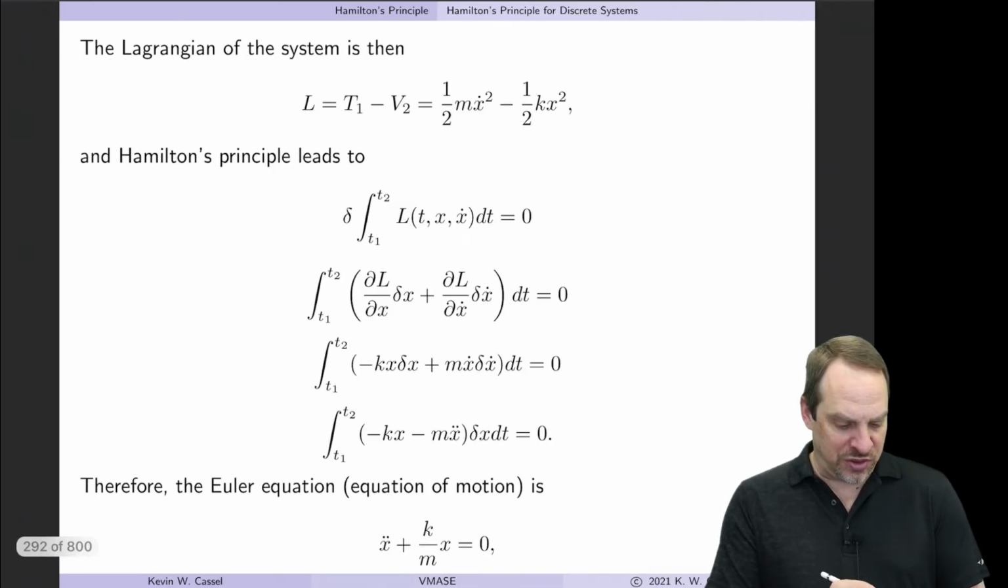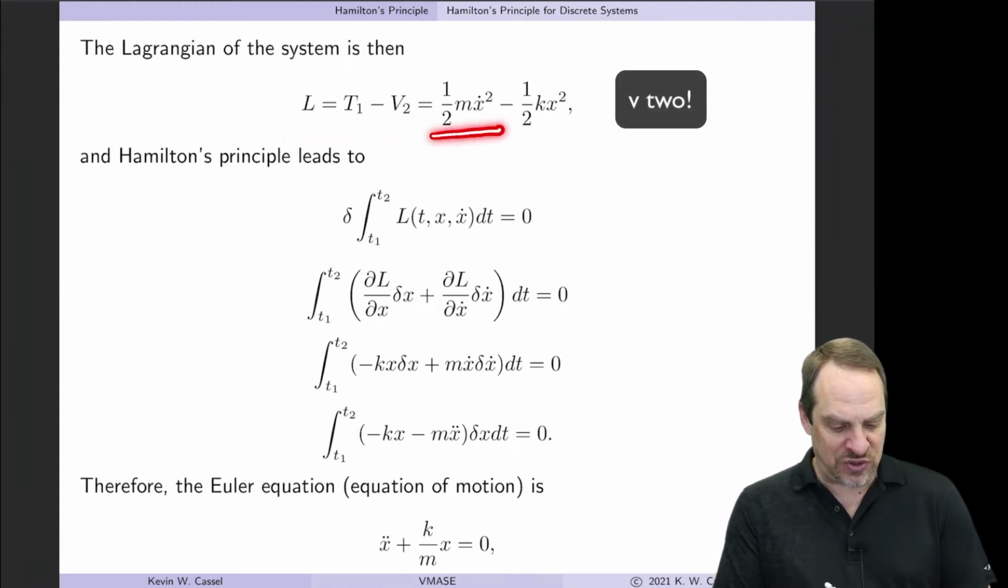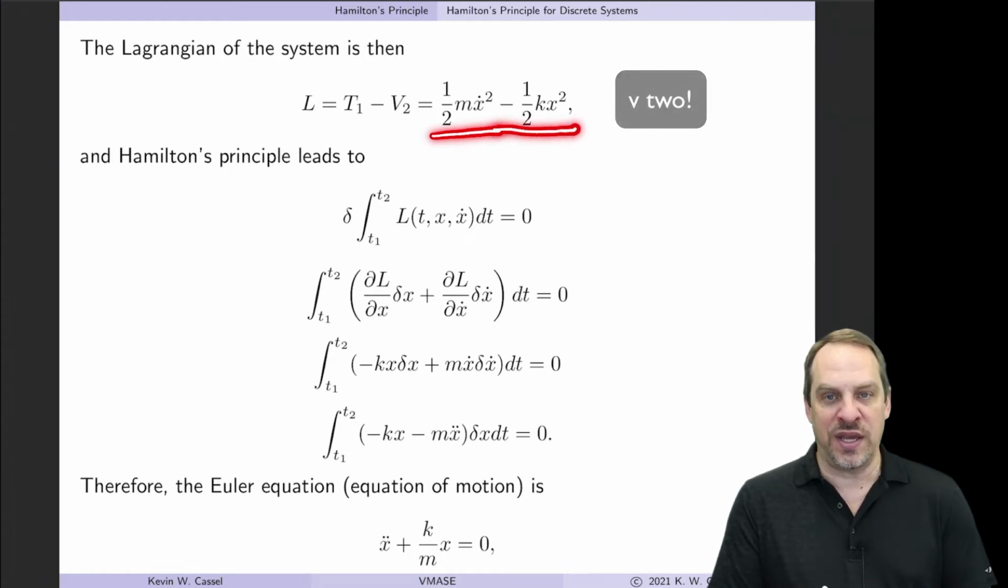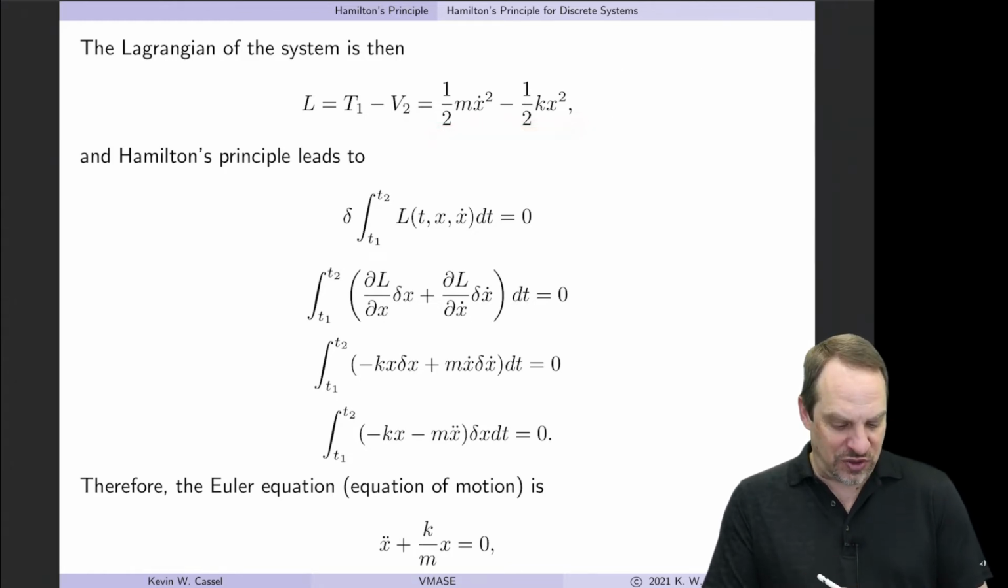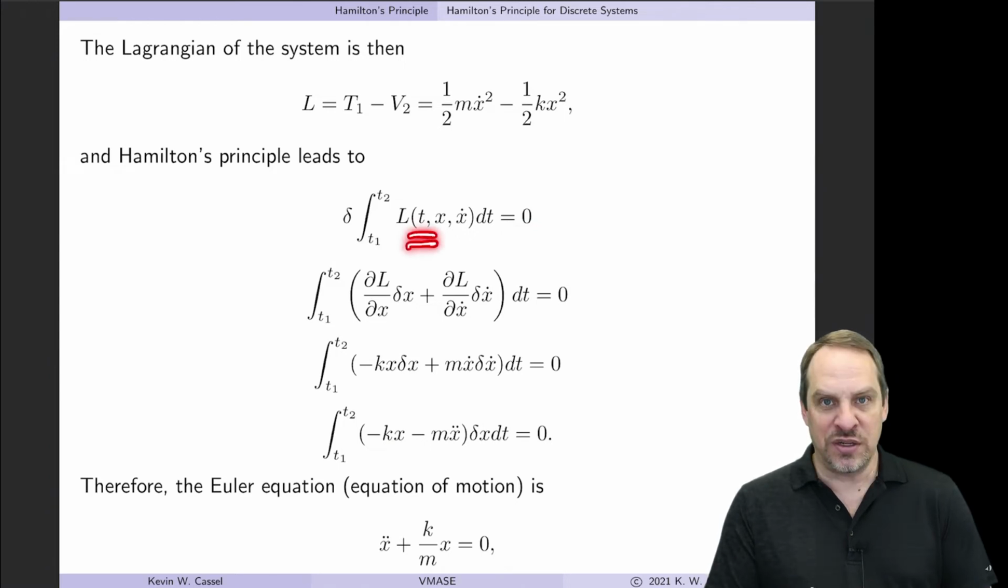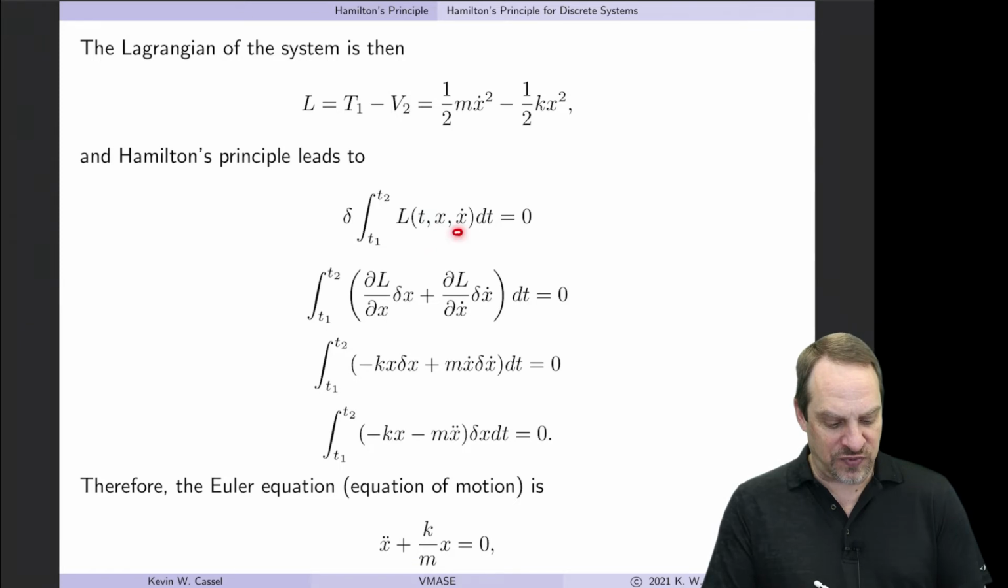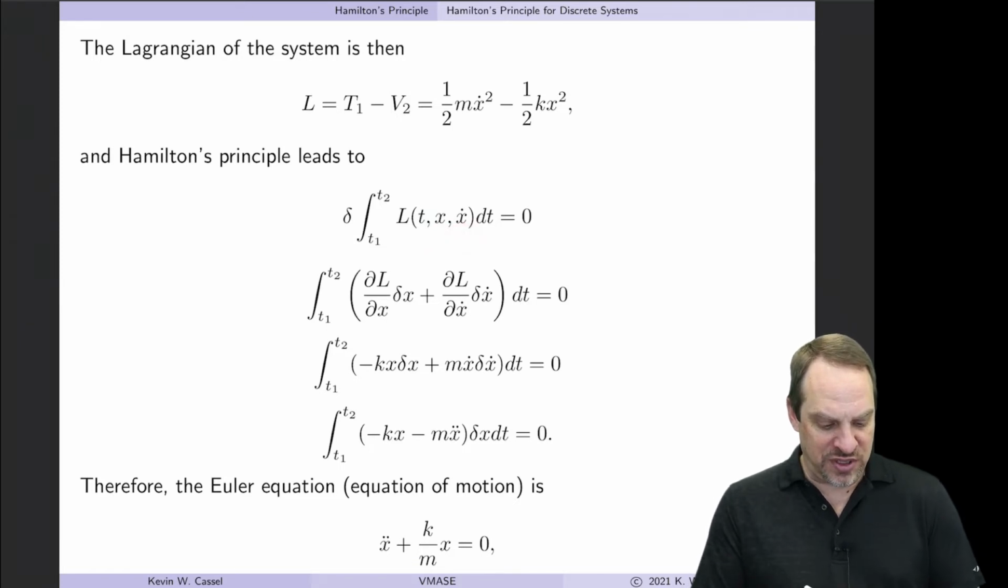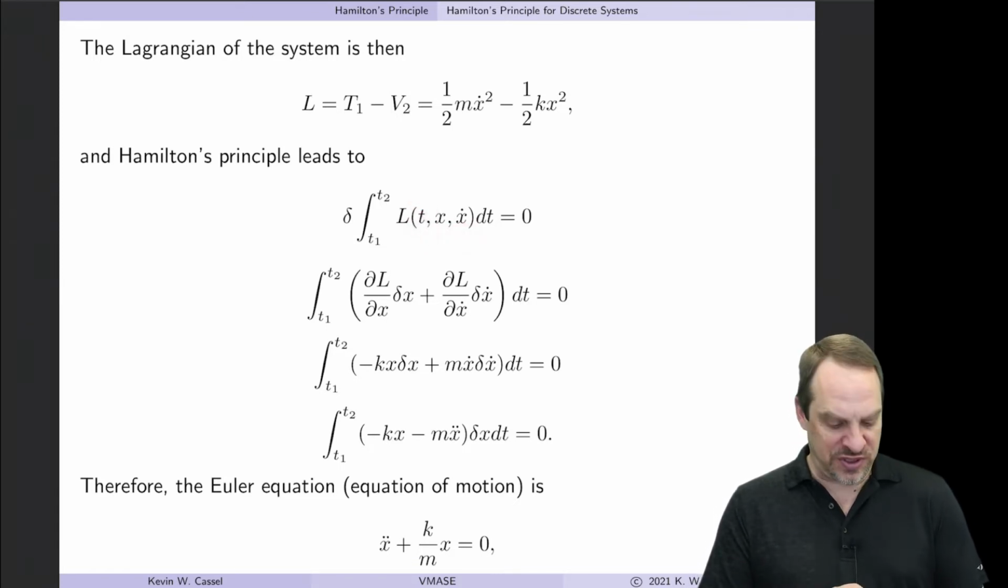So now we can write down the Lagrangian, just T minus V. Again, that's just now T1 minus V1, so 1/2 m x dot squared minus 1/2 k x squared. So then we have the variation of the Lagrangian is equal to 0. That's Hamilton's principle for a conservative force field. And L now is a function of t, the independent variable, the dependent variable, which is the x position, and its first derivative. Again, because t is an independent variable, it doesn't vary.